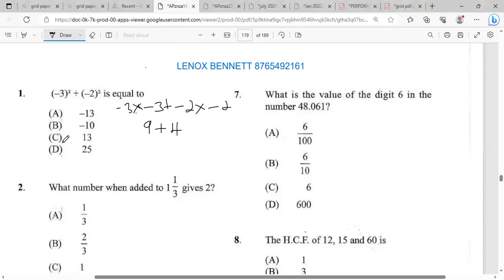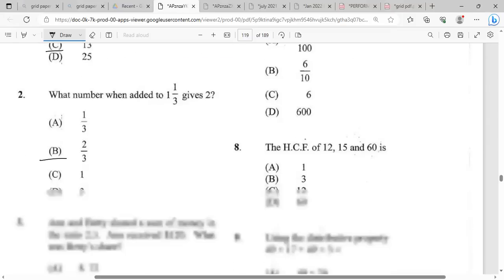Negative times a negative gives us positive, and we add. What number when added to 1 and 1/3 gives 2? That would be 2/3. Those are pretty basic, so we'll just run through those first.